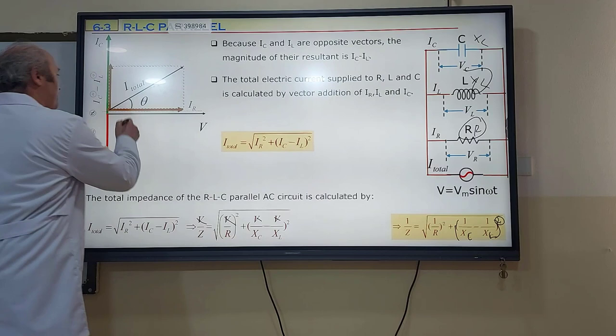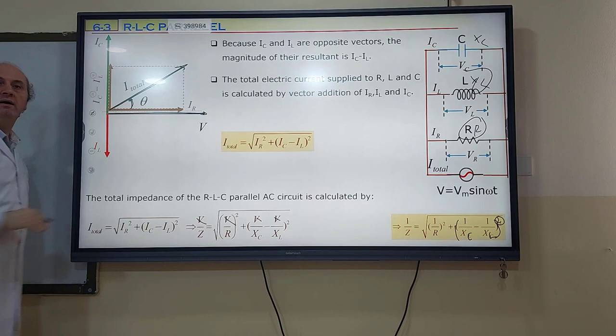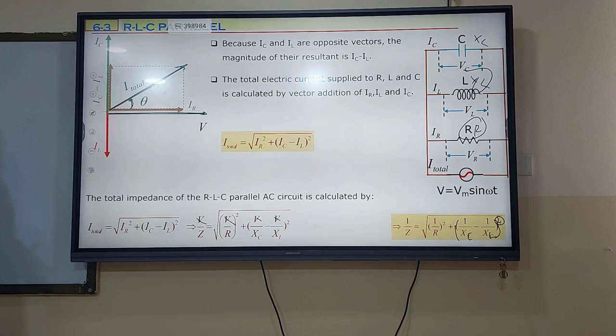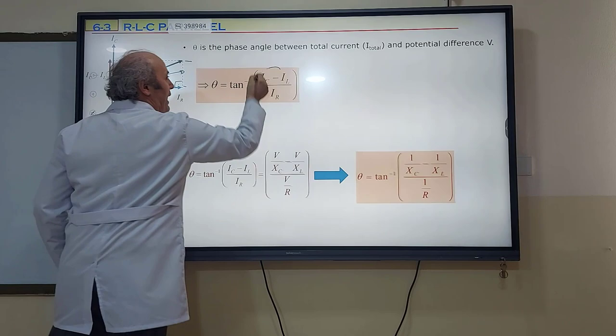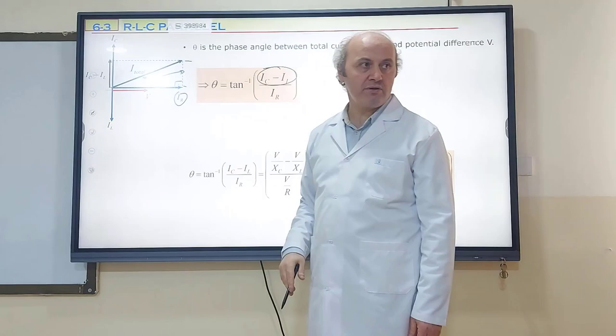And also between total electric current and potential difference, we have an angle theta, the phase angle difference. We can find it similarly. We are going to use tangent theta from this right angle triangle. Opposite perpendicular length is IC minus IL. Adjacent perpendicular length of the right angle triangle is IR. So this is how we calculate it.